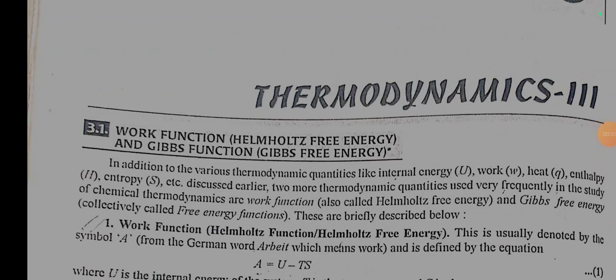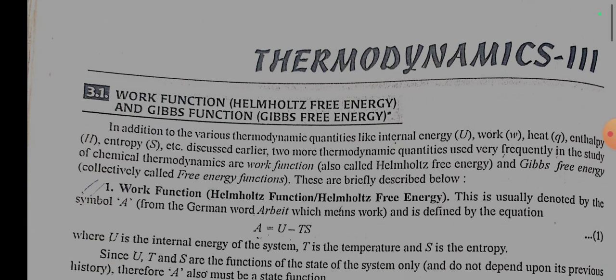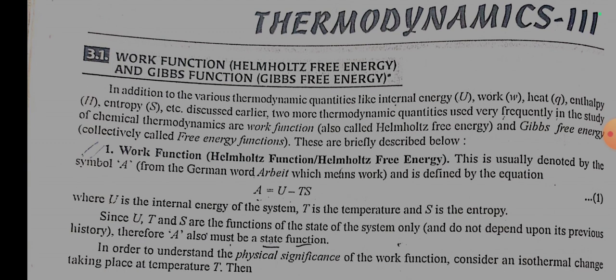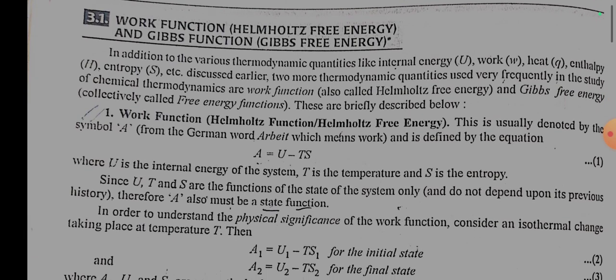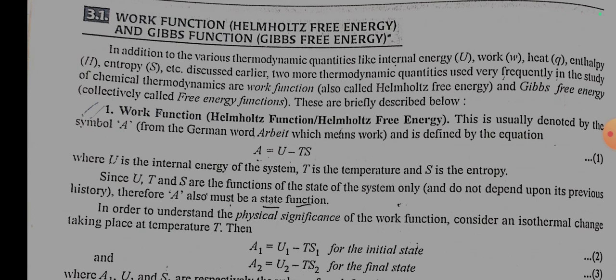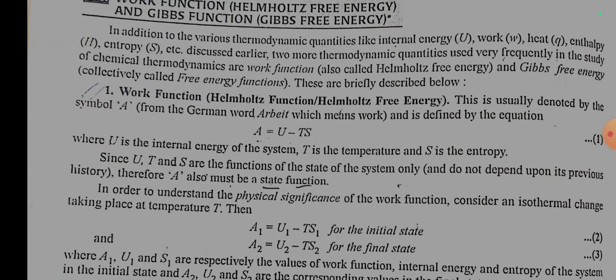Let's start thermodynamics: work function, Helmholtz free energy, and Gibbs function, Gibbs free energy. In addition to the various thermodynamic quantities like internal energy U, work W, heat Q, enthalpy H, entropy S, etc. discussed earlier, two more thermodynamic quantities used very frequently in the study of chemical thermodynamics are work function, also called Helmholtz free energy, and Gibbs free energy, collectively called free energy functions. These are briefly described below.